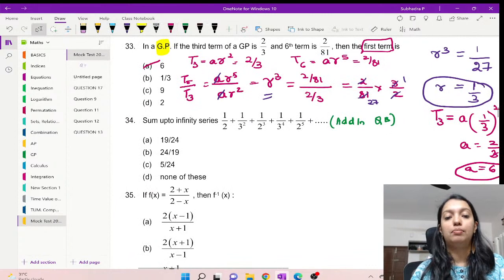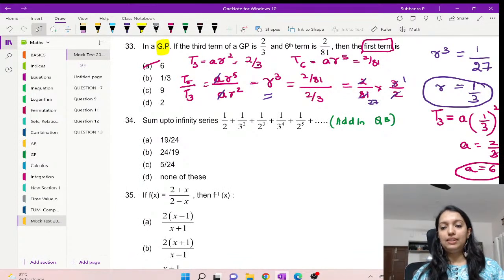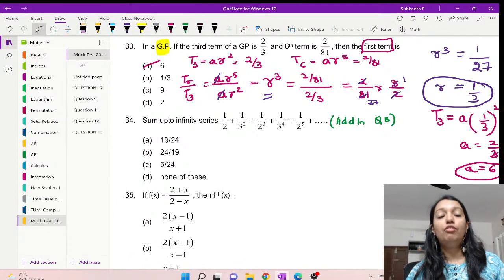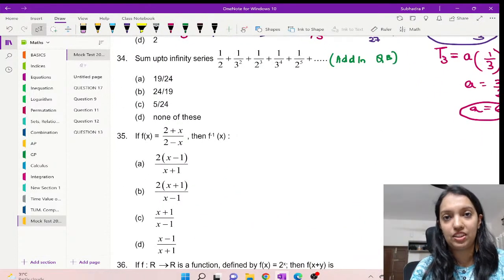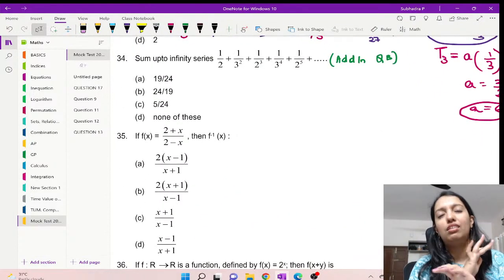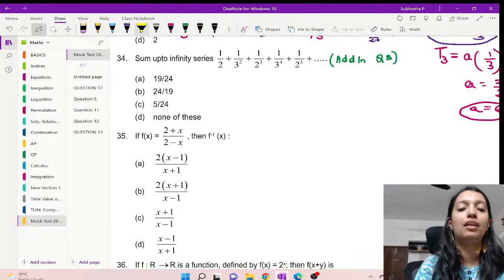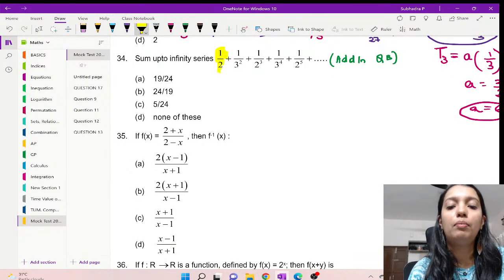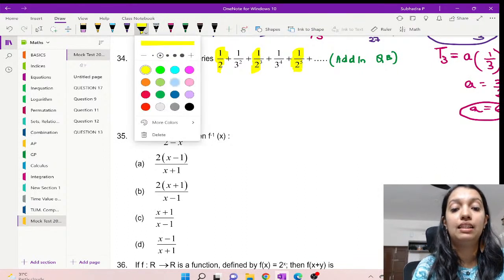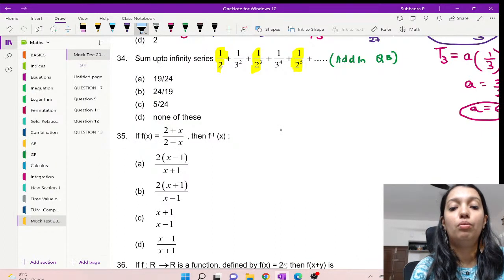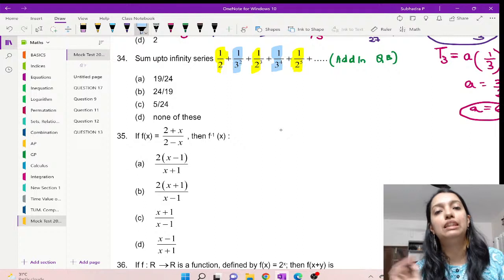This is question number 33. Question number 34. Now you can find such kind of questions in your additional question bank. There are many questions of this format. Have a look. 1 by 2, 1 by 2 cube, 1 by 2 power 5, that is one series. And 1 by 3 square, 1 by 3 power 4, that is one series.